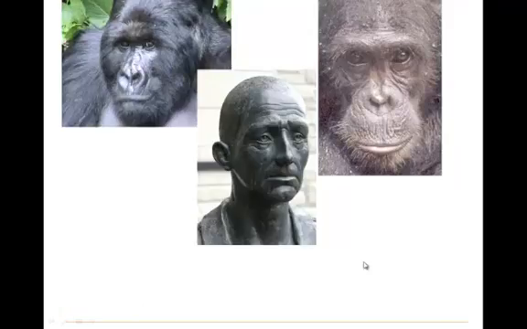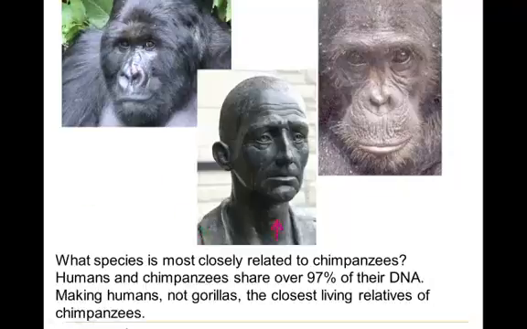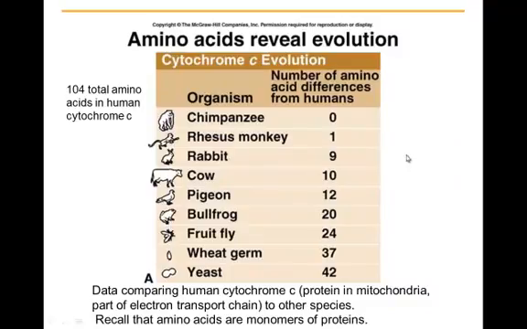Now, here, if we ask what is the closest ancestor of a chimpanzee, you might think it's a gorilla, but well, no, it's not. It's definitely a human. Humans and chimpanzees share over 97% of their DNA, making humans, not gorillas, the closest living relatives of chimpanzees. And this shows the kind of studies. This is an older study because it's using amino acids, and now we're using more and more DNA.